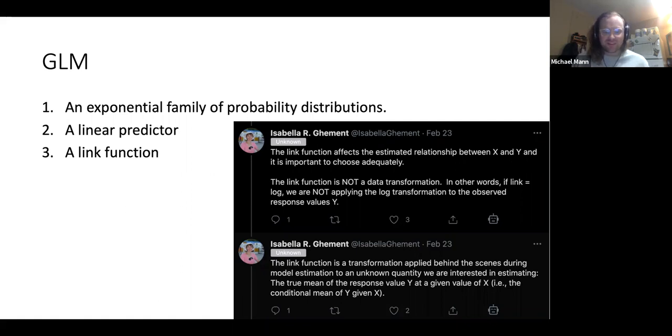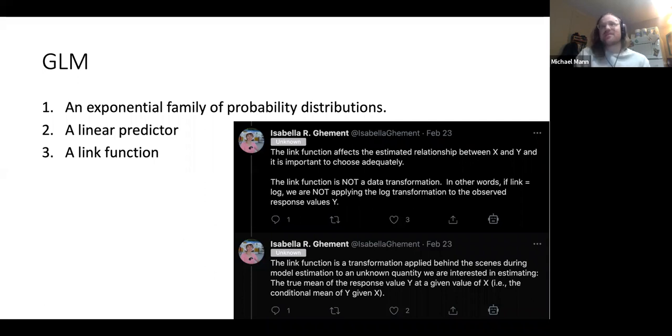And what the link function does is it's not transforming your data, but it's working behind the scenes to modify your model estimates. So then it can fit these exponential family distributions, which sounds really complicated, but we'll dive through it. And I put this tweet I found because I think it's helpful. And this is a different approach than what I did last time.